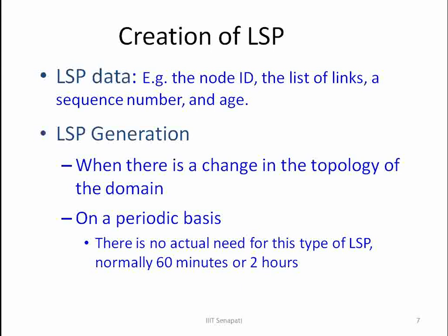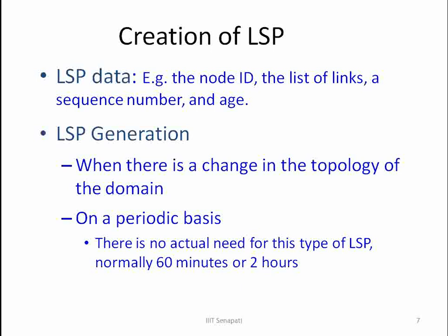Actually this LSP can carry a large amount of information. Here in the LSP data, there is the node ID, the list of links, a sequence number, and age. These are all the information which are needed to make the topology. These kinds of things are needed. These can be considered as LSP data.